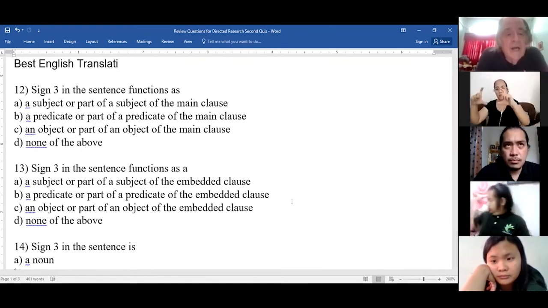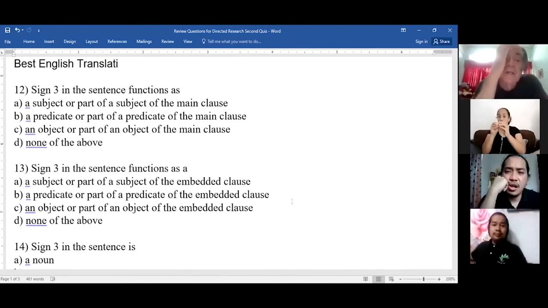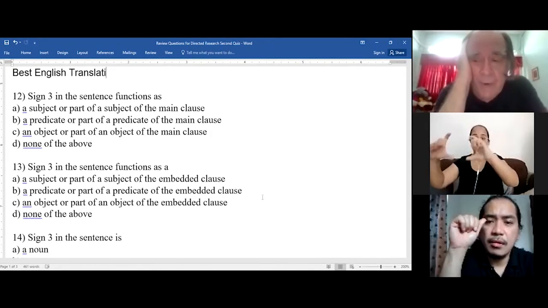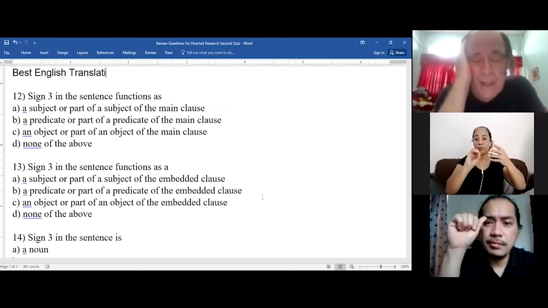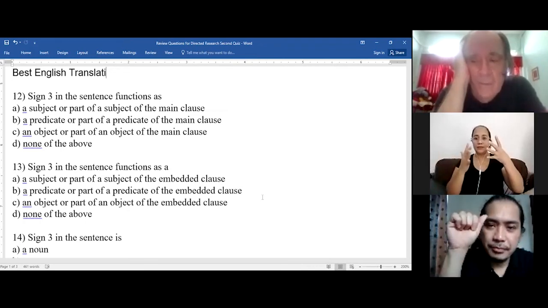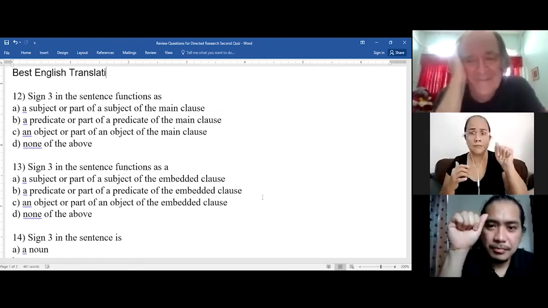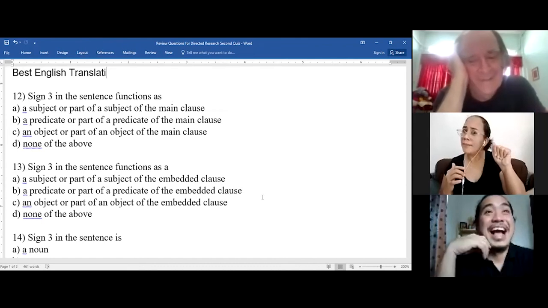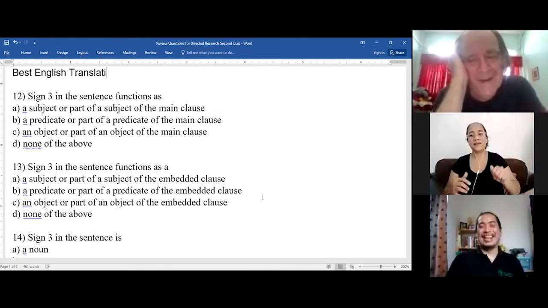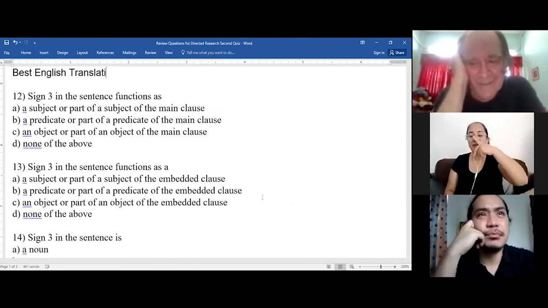13, sign 3, add together, functions as a subject or part of a subject in the embedded clause, a predicate or part of the predicate in the embedded clause, an object or part of the object in the embedded clause, none of the above. Renz is saying A. Not that is correct. B, it's the predicate in the embedded clause.